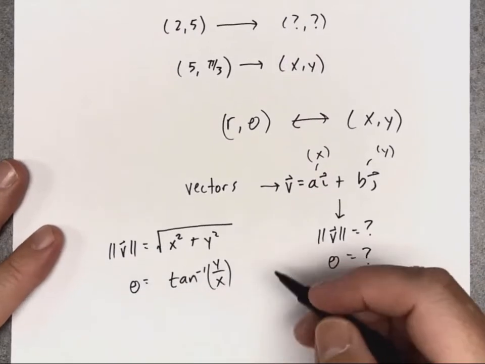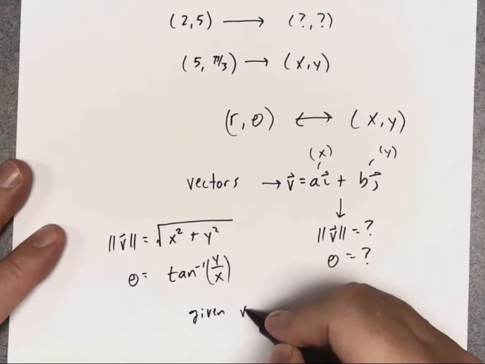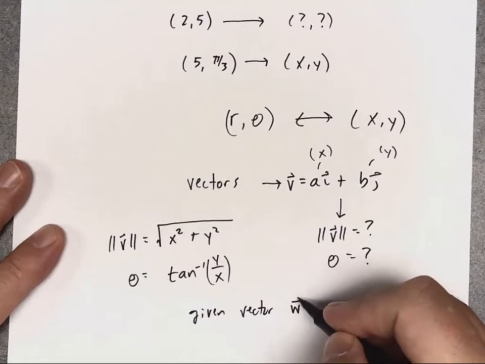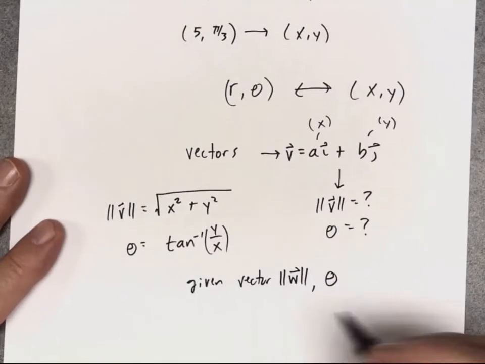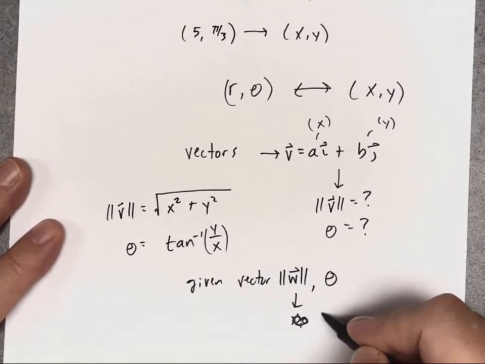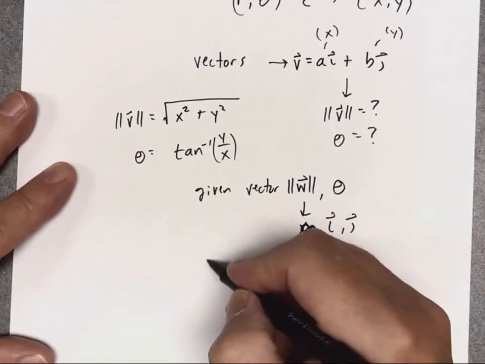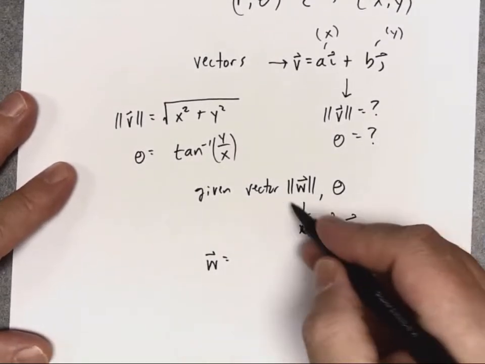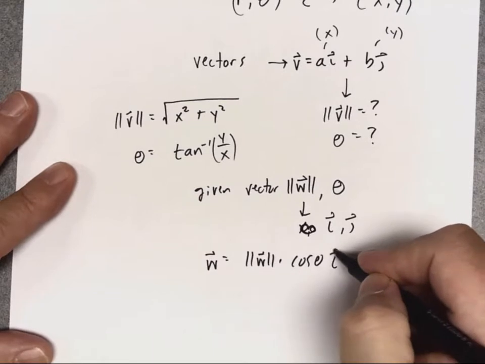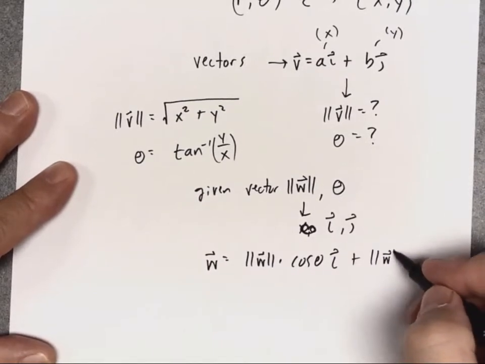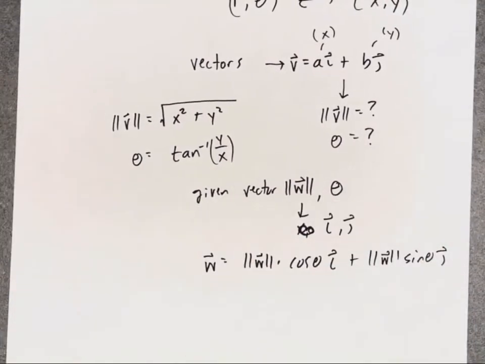And in the same way, if you were given the magnitude of vector w and the angle, and you want to rewrite that in terms of i, j, sort of like x and y, then we had another little formula which says to write this in ij, you take the magnitude times the cosine of the angle, and that's your i part, plus the magnitude times the sine of the angle, and that's the j part. This should all be review.